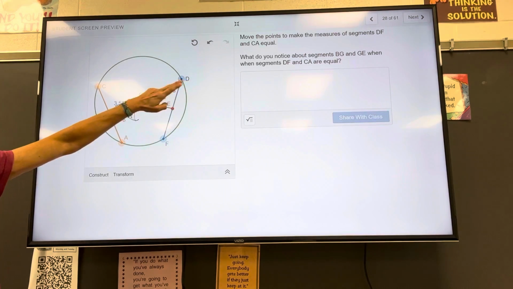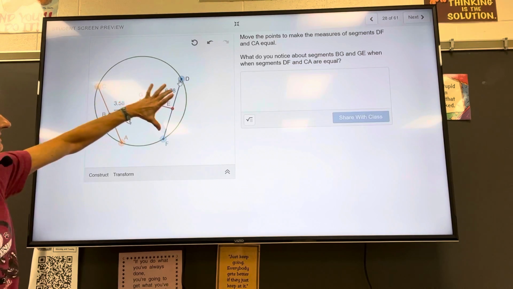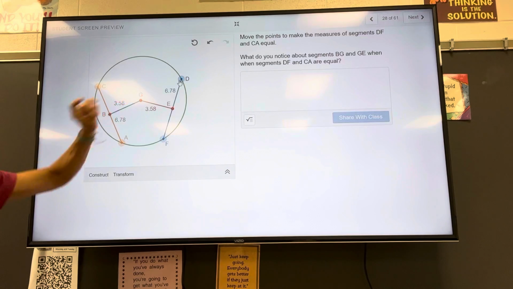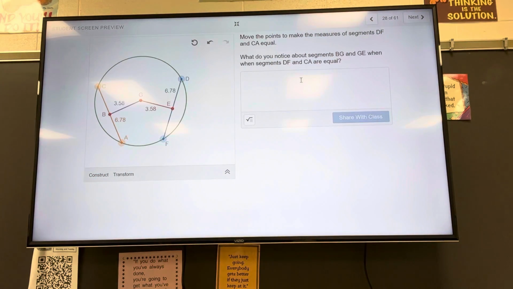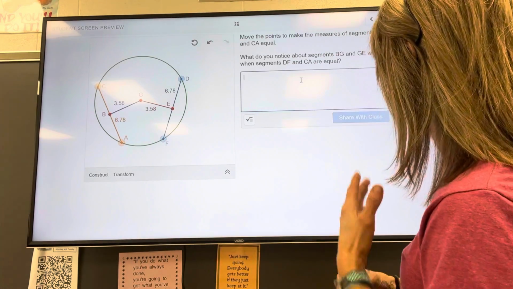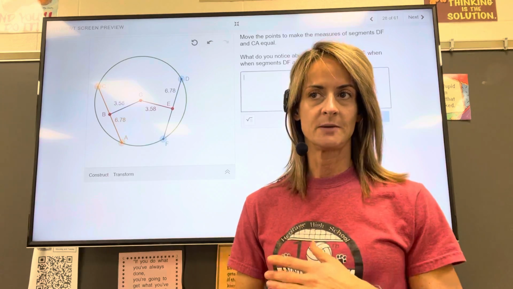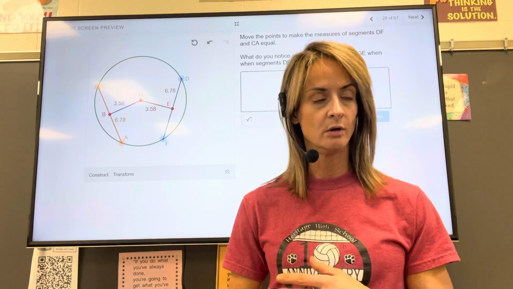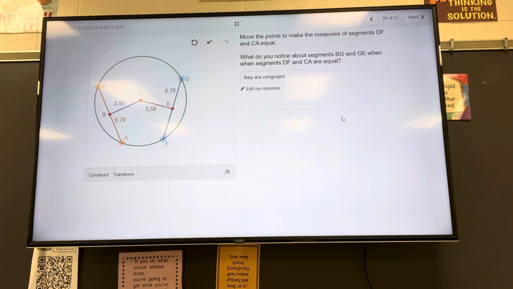So what do you notice about segments BG and GE when the segments DF and CA are equal? Just say they are equal. Technically, the way they're asking the question, what do you notice about the segments? Segments are congruent. The measures of the segments, or the lengths of the segments, are what are equal. So we should probably say they are congruent. It's all in how they word the question.